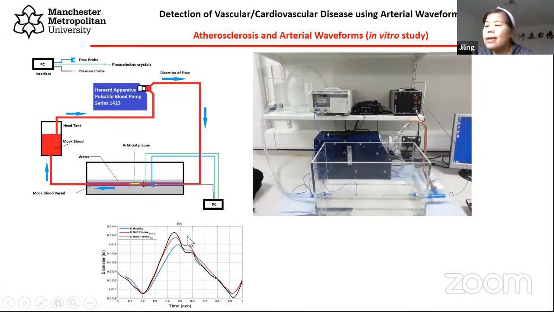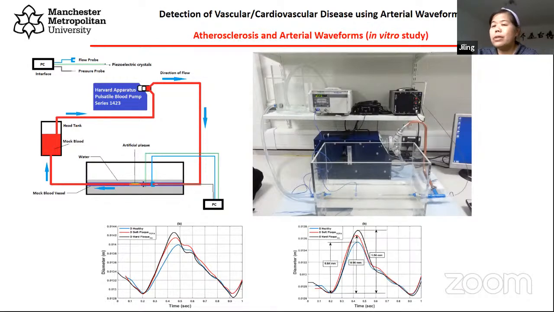So you can see for different types of plaque, the corresponding waveforms are actually different. So we can use this method to link different types of atherosclerosis and arterial waveform. We have some results here and they are still under review for publication.